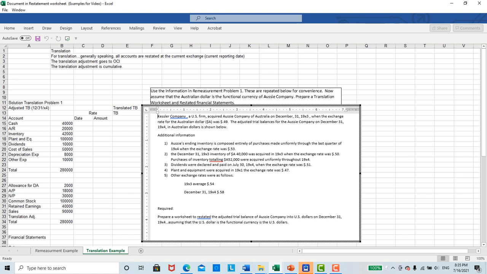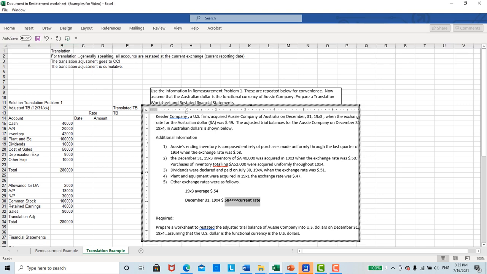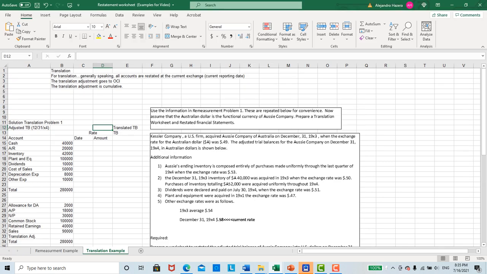So notice, let's go to the sheet here. So this is the current exchange rate. So this rate right there, that is the current rate. I'm going to go ahead and emphasize that because that's going to be the rate that we use for most of this example here. I'll see if we can put that in bold. Okay, so that's the current rate, because the trial balance is for 12/31 X4 and the 12/31/X4 rate there is 58 cents.